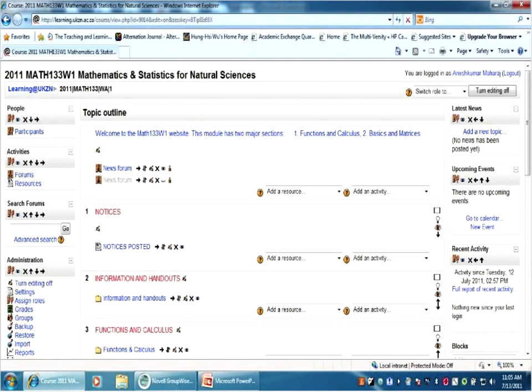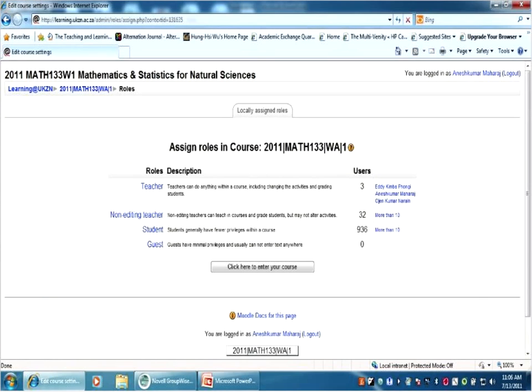I now want to concentrate on the left-hand side under administration, and above that, if you click on assign roles, this is what appears.